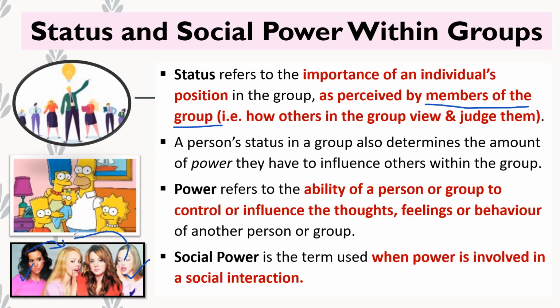They give her that power. But the minute that Katie comes into the picture, they stop giving her that status, and Katie becomes the leader of the group after that. So again, status is determined by other members of the group. That's the important thing to remember. Also, the amount of status that you have can influence the amount of power that you have as well. So that's the basic idea. Power. Now, we realize the relationship between status and power, that the higher your status is, the higher your power is.